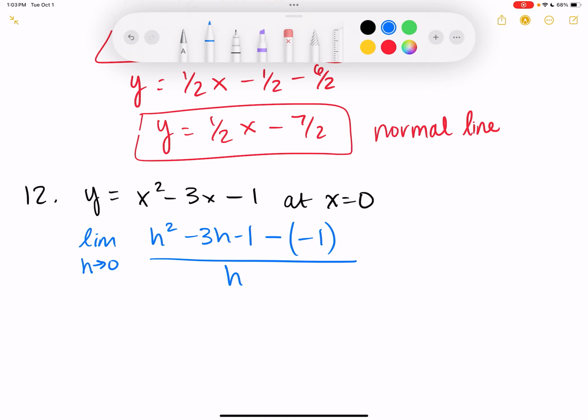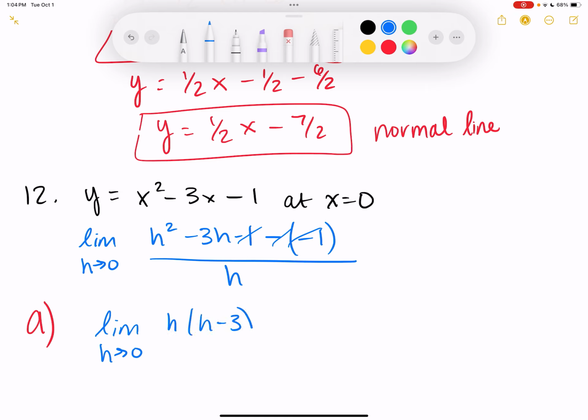Keep forgetting that we have to put it over h. Trying to save space here. So then the negative 1 and the negative 1 cancel out. So I'm left with the limit as h approaches 0 of, I'm going to go ahead and factor out an h, h times h minus 3, over h.